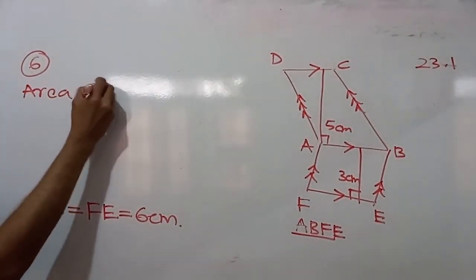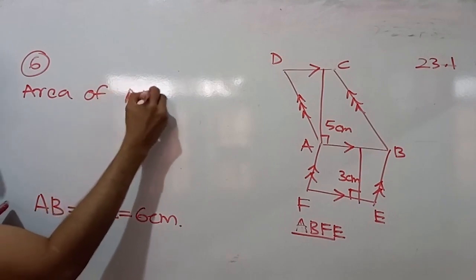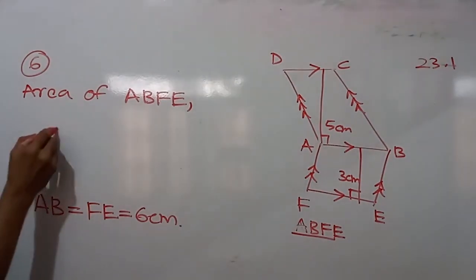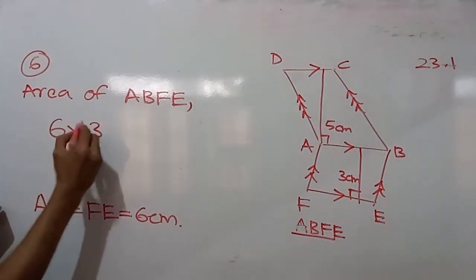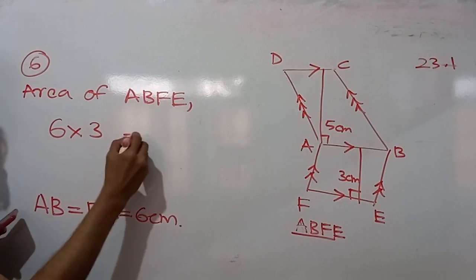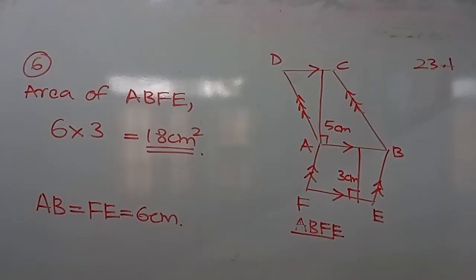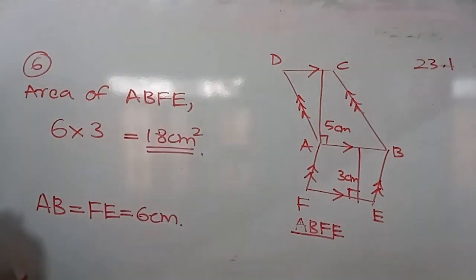Area of ABFE. So what is that? Base into its perpendicular length. So that is what? 18 square centimeters. Right. So that is the end of exercise 23.1.